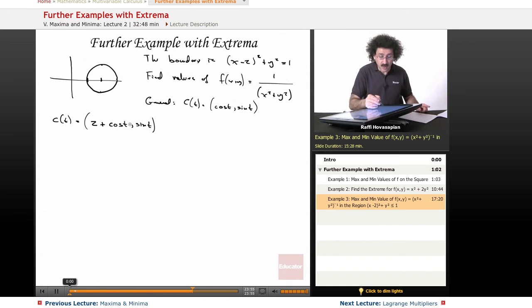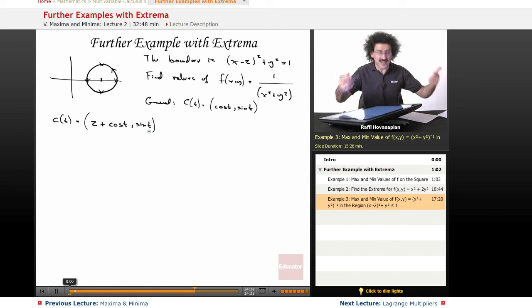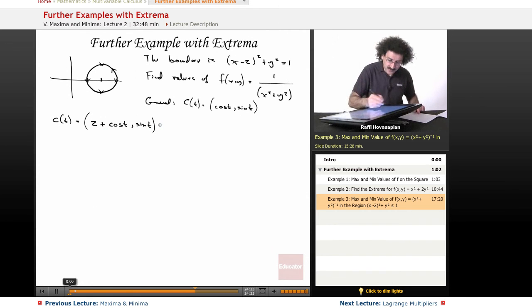If you were to put 0, pi over 2, 3 pi over 2, and 2 pi into t, you'll get this point, this point, this point, and this point. That is your parameterization moving in that direction. So this is a parameterization of this function. All I've done is taken an implicit function and expressed it parametrically. Now I can actually form f of c of t. So c of t is this, this is f. I'm going to form f of c of t.